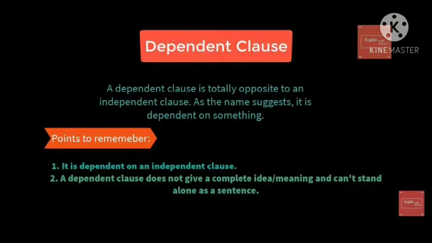The next one is the dependent clause. A dependent clause is totally opposite to an independent clause. As the name suggests, it is dependent on something. It is dependent on an independent clause. A dependent clause does not give a complete idea or meaning and cannot stand alone as a sentence.